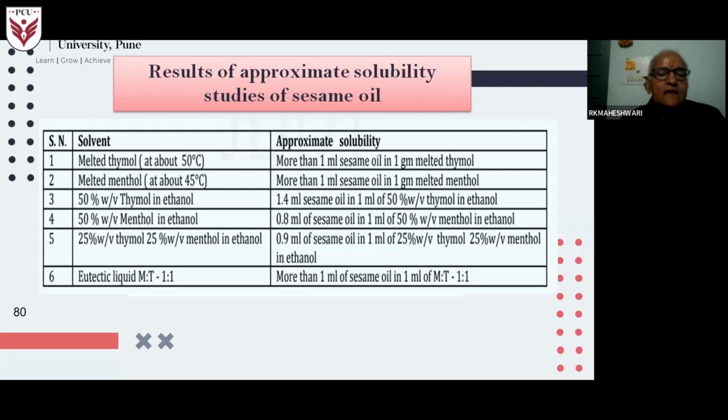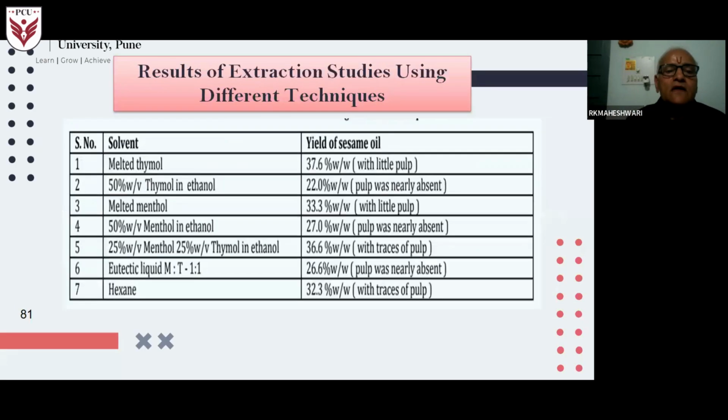Similarly, if you see number three, ethanol is a poor solvent for sesame oil, but when 50% thymol was dissolved in ethanol, it became a strong solvent and it was employed for extraction at room temperature. All this you will find in the published paper.